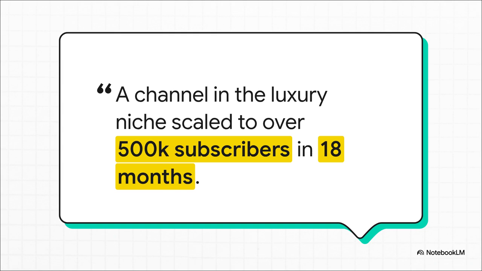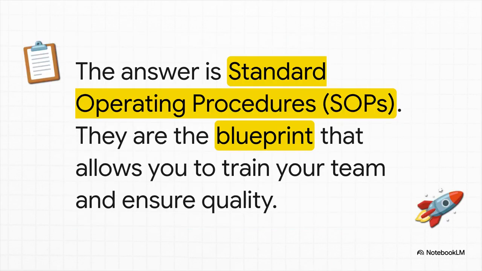For instance, there was one channel in the high-end luxury niche that went from 0 to over 500,000 subscribers in just 18 months. And how'd they do it? By being relentlessly consistent and never sacrificing on quality. It's proof that an automated system can absolutely produce top-tier content that drives insane growth. So what's the secret to maintaining that kind of quality as you grow and you're not doing the work yourself? The answer is something that sounds a little corporate, but it's the absolute key. SOPs, standard operating procedures. These are just detailed, step-by-step checklists for every single task in your business. They ensure that anyone on your team can get the job done perfectly every single time.